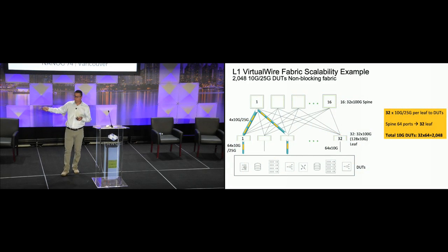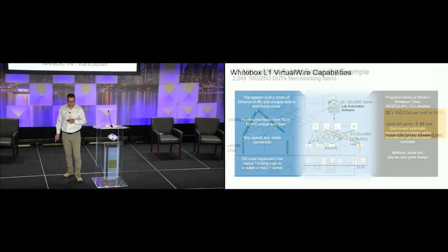This is an example you can build easily with a 1U switch with 32 ports of 100 gig, which splits into, each port splits into 4x10 or 4x25. You can easily build a non-blocking fabric with 2048 ports with 16 spines and 32 leaf switches. So the scalability is actually pretty significant. Just want to show this as an example.